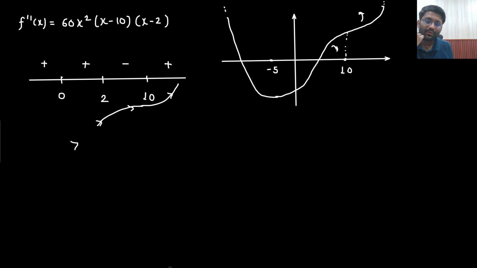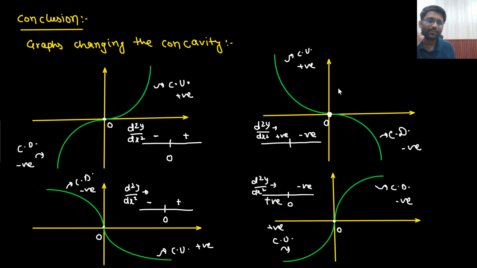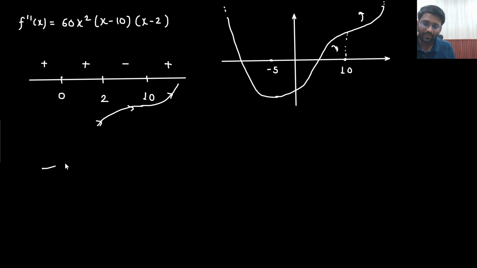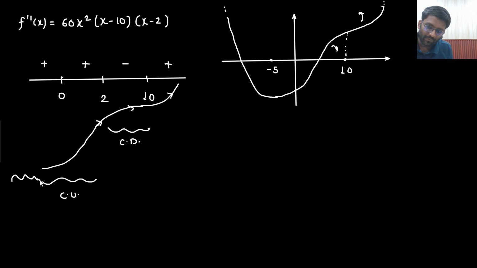At x equals 0, the concavity is not changing. Here it will be concave upward only. Till this point, the graph will be concave upward only, since d2y by dx2 is positive. If d2y by dx2 is positive, then the graph is concave upward. Always it is concave upward. But here it will become concave downward. Here it is concave upward again, always. And here it will become concave downward.